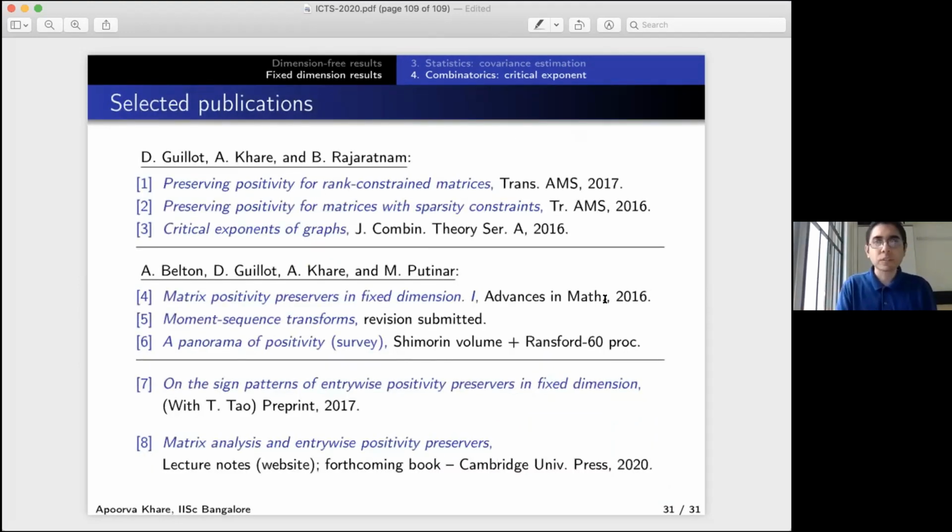Okay, so I'll end with the references then. So with Dominic and Bala, as I said, these are some of the places where we worked it out, including the critical exponents of graphs. That was really where we computed this for chordal graphs. And this is the survey article, and number 4 and number 7 was where we connected this thing to Schur polynomials. And let me mention number 8. This is actually lecture notes for a course that I taught based on all these things and based on other topics in matrix positivity.